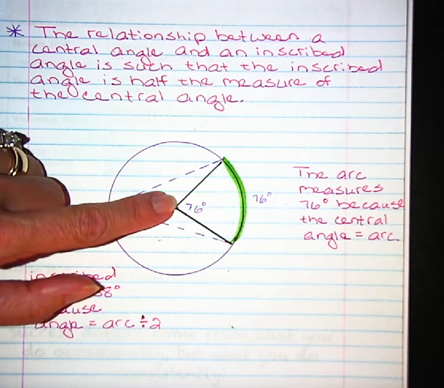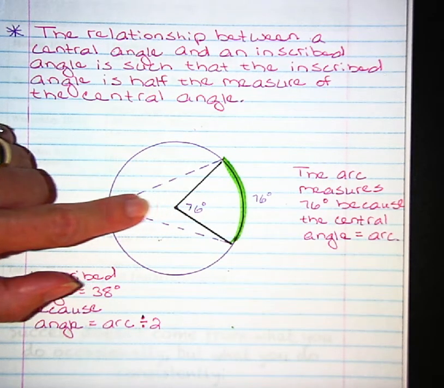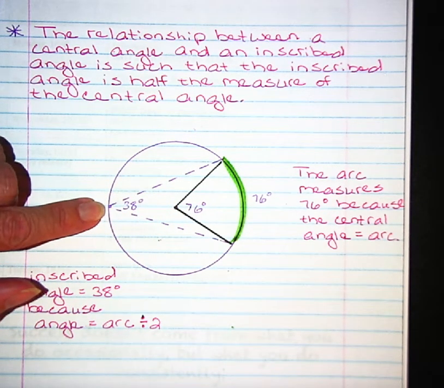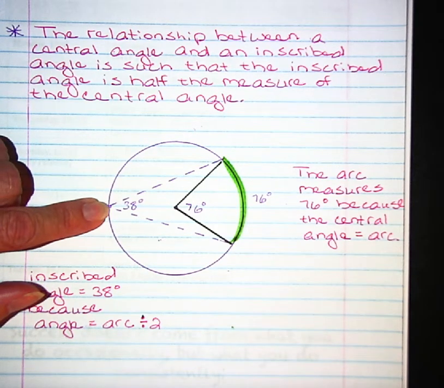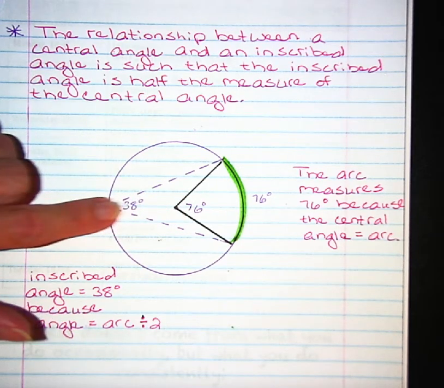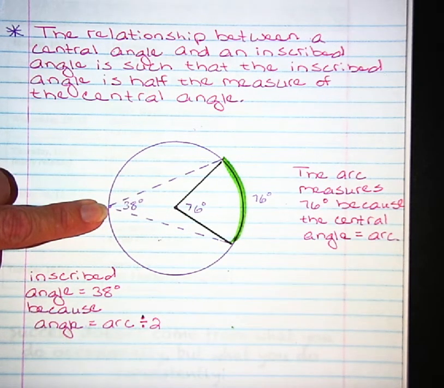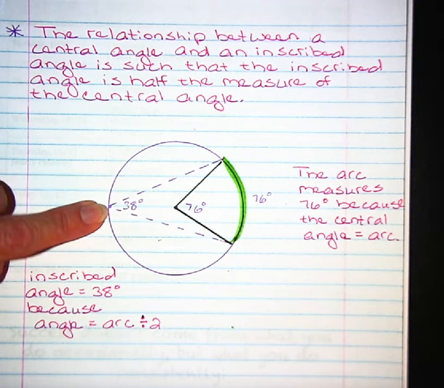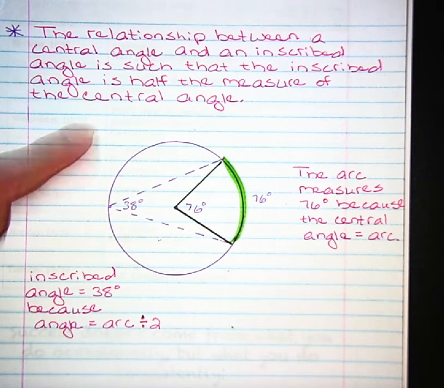But we can also say that the arc is 76 degrees because it has to be twice the inscribed angle. Picture taking this vertex and sliding it back all the way across to the circle. Now it's twice as far from that arc. So it stretches that angle, and now the angle is only half as much as it used to be. Okay? So that's basically the relationship between central and inscribed angles.